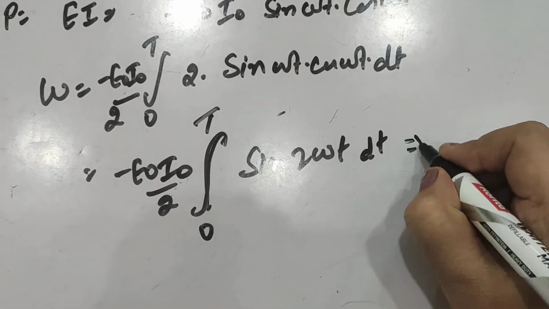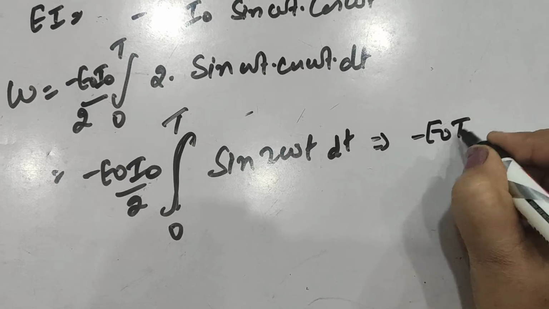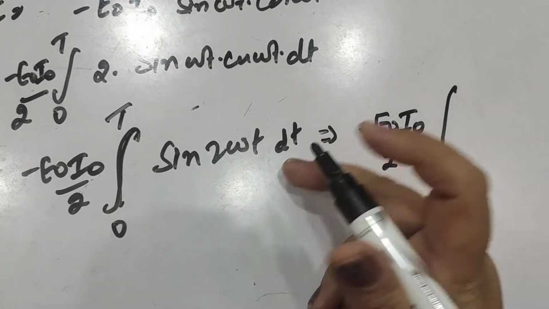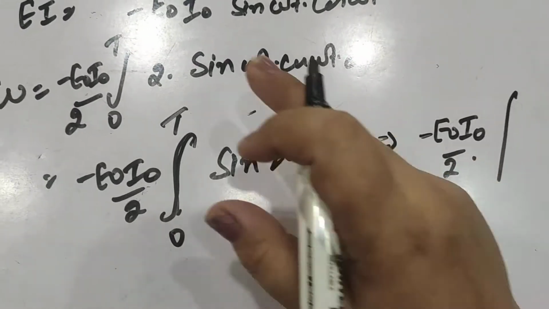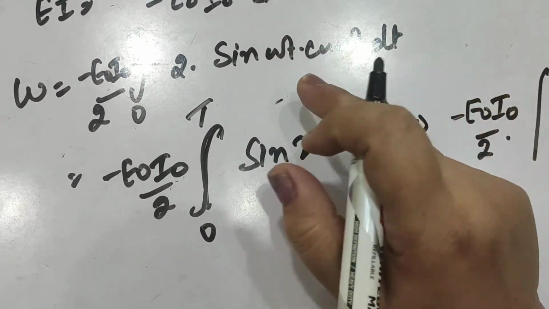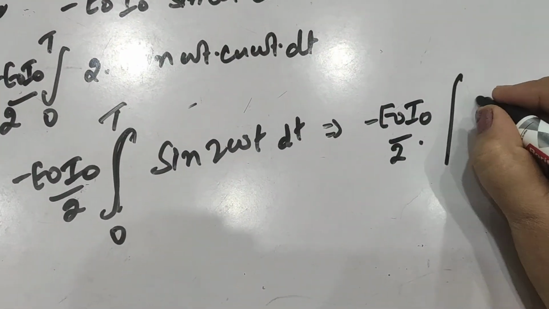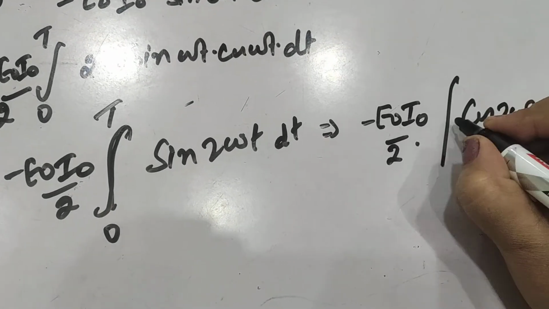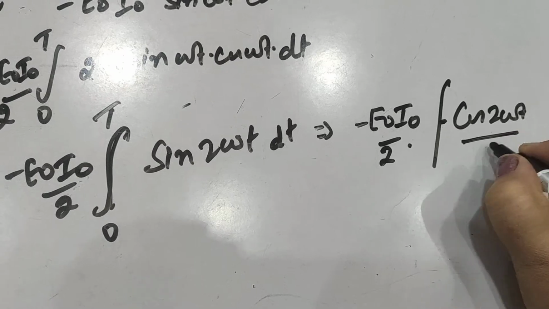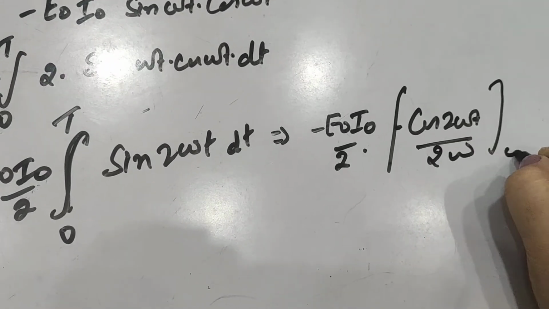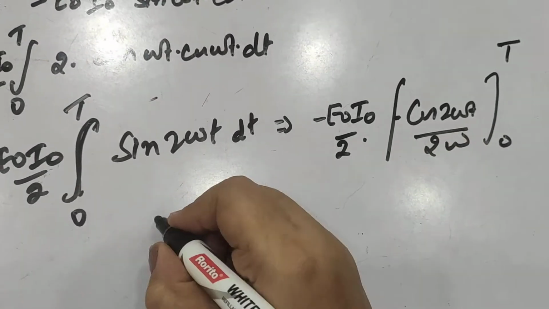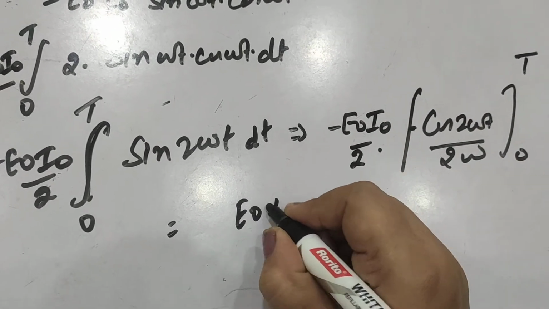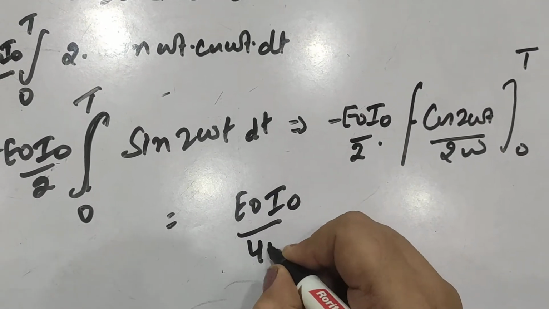So again we can solve it. This is minus E naught I naught by 2. Sin 2 omega t integration, since 2 sin a cos a is sin 2 omega t. Okay, so this is cos of 2 omega t minus cos of 2 omega t by 2 omega. This is 0 and this is the upper limit. So minus minus becomes plus. This is E naught I naught by 4 omega.